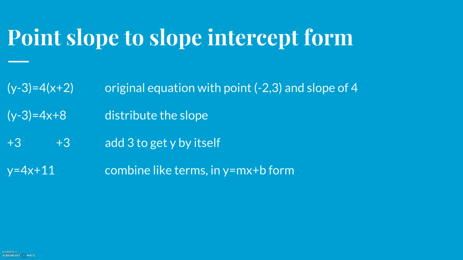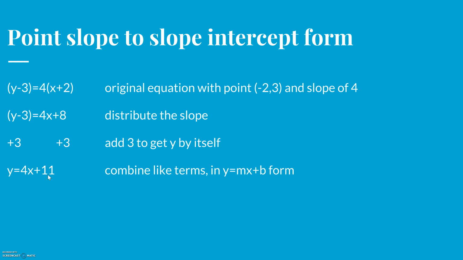Again, we want to get y by itself. So the opposite of subtracting 3 from y would be adding 3. What you do to one side, you have to do to the other. So since we added 3 to this side, we have to add 3 to that side, the right side, to keep it balanced. The y minus 3 and plus 3 cancels out. 4x plus 8 plus 3 simplifies to 4x plus 11.